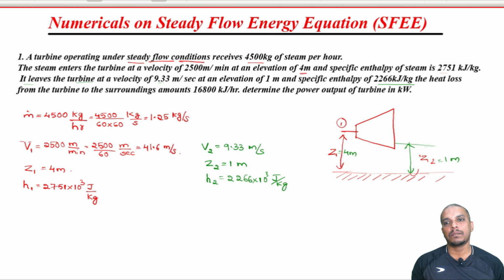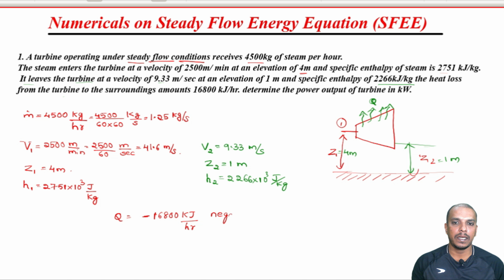The heat loss from the turbine to the surroundings. Of course, we had assumed a device with perfect insulation or adiabatic, but here he is giving that there is a heat loss from the turbine to the surroundings. So there is a Q, which is 16,800 kilojoules per hour. Remember, this has to be negative because heat is lost. This comes from the sign convention: whenever heat is lost or rejected from the system, it is negative.